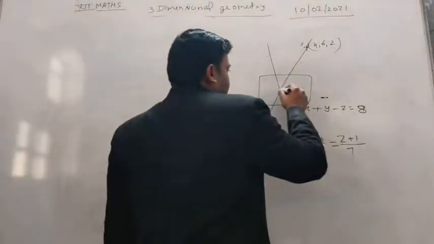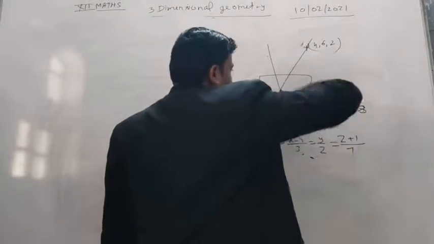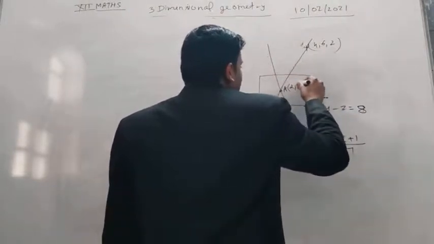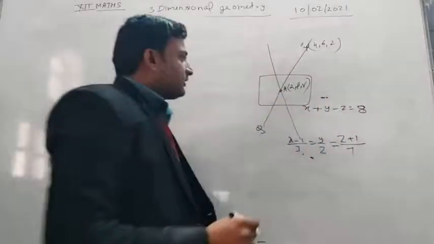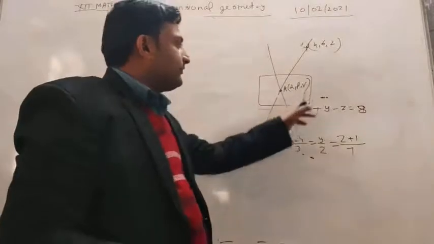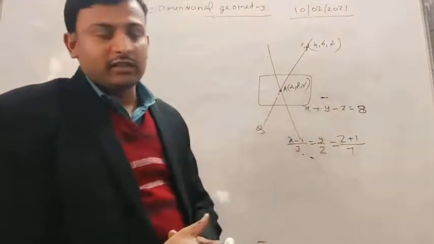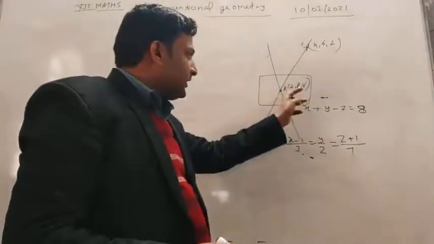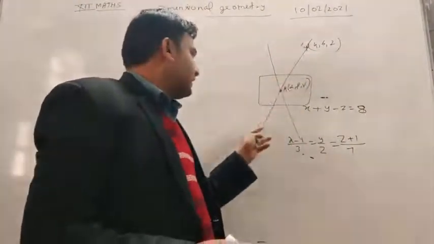Okay, so this is the intersection point of this line and this plane, and we let the coordinates of A be alpha, beta, gamma. So students, this is the intersection point of this line and this plane. We have to find the equation of the line passing through this point. So when we calculate the point A, then we can easily find the equation of this line.